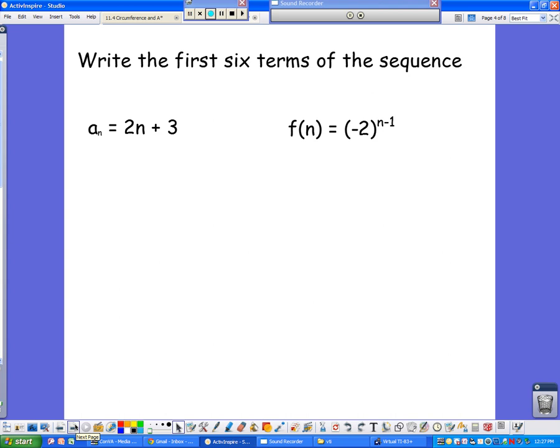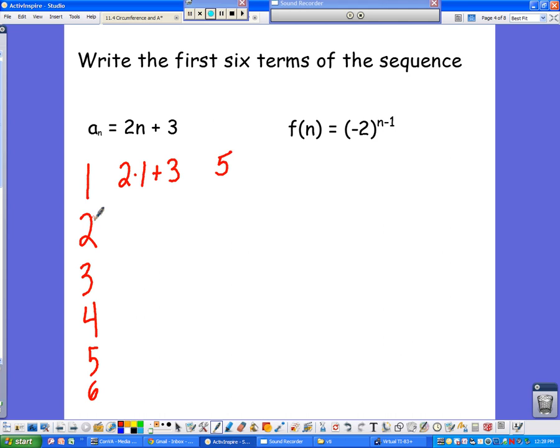Well, whenever I'm talking about a term, n is always going to be our term. So our first term is represented by 1, second term is 2, third term is 3, fourth term, fifth term, and then the sixth term. So each time you do this, all you're going to do is replace the n with one of these numbers. So n, 2 times 1, plus 3. Well, 2 times 1 is 2, plus 3 gives you 5. So there's our first term.